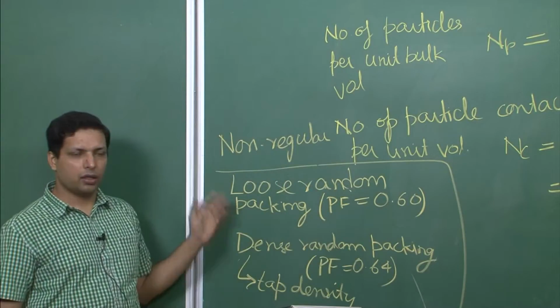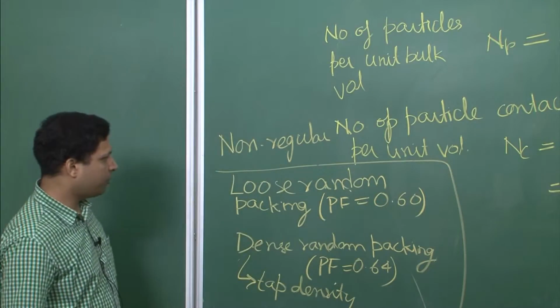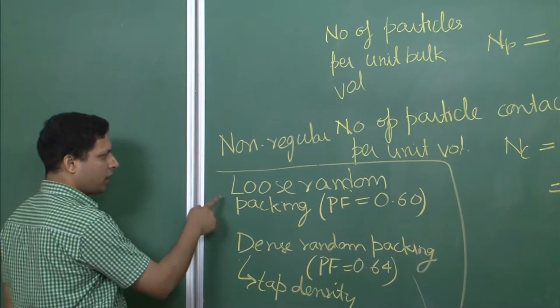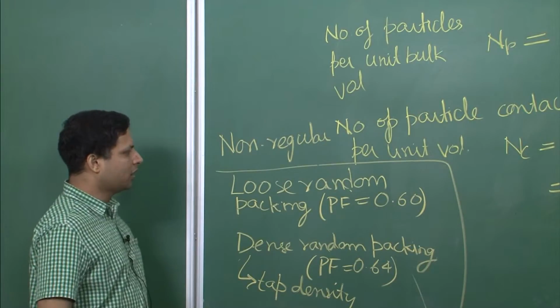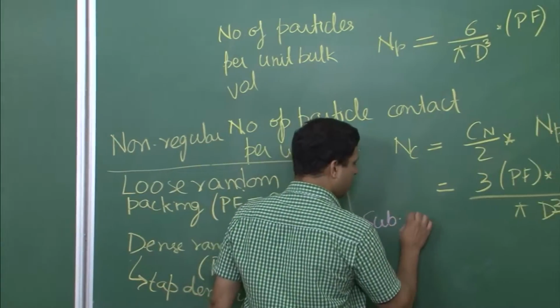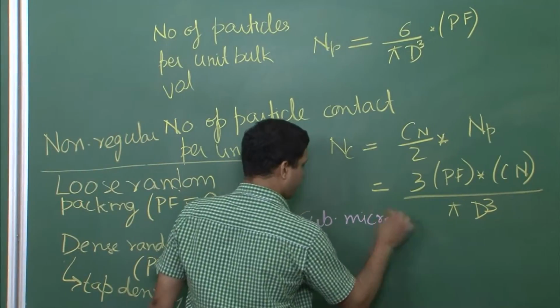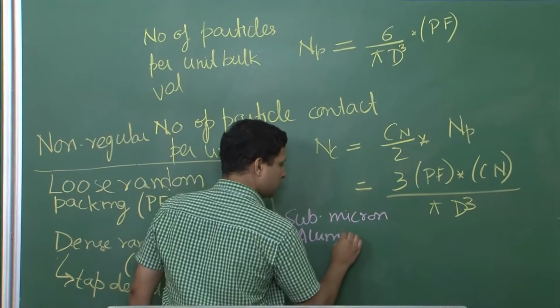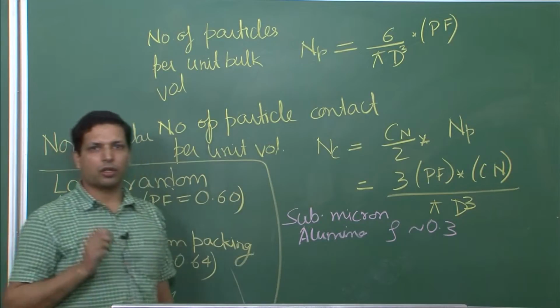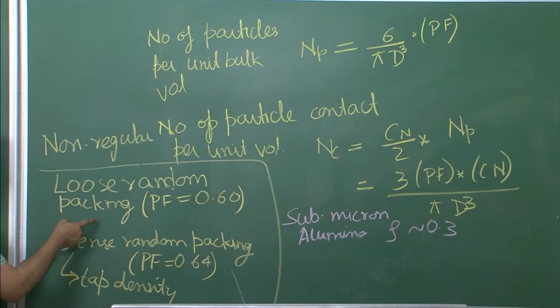to non-regular structure. Even before I proceed further, we have seen the two non-regular packings we looked at: loose random packing and dense random packing. However, if I tell you that for a sub-micron alumina the rho that you get is of the order of 0.3, what would your thoughts be? We said that usually you should get 0.6 for the loose random packing when you have not tapped it. When you have tapped it, it should be dense random packing, close to 0.64.